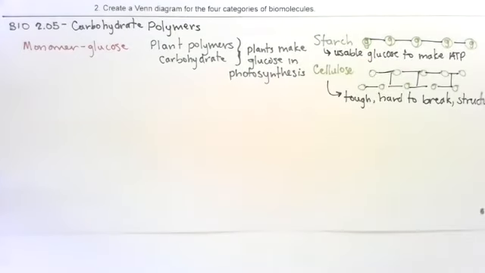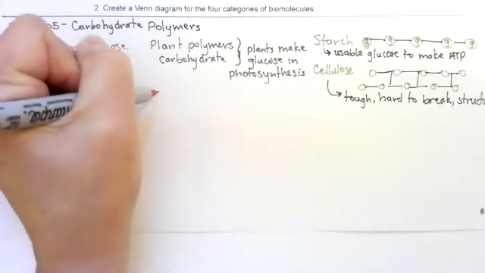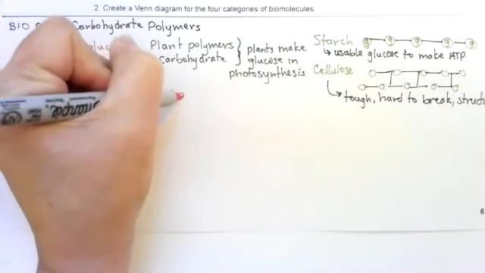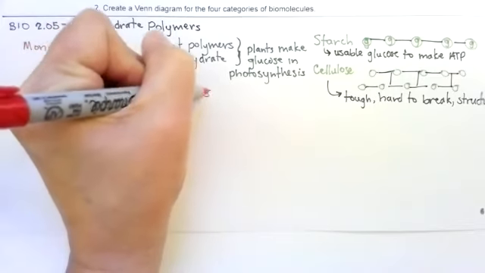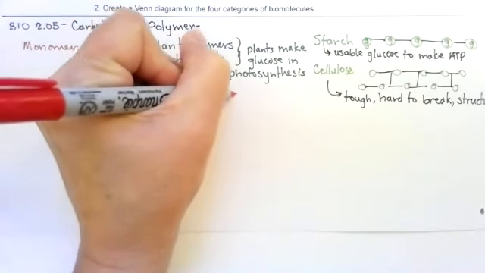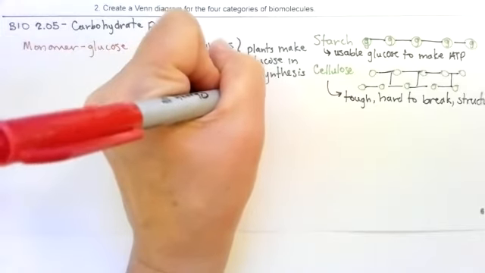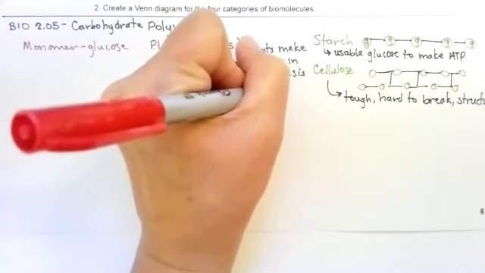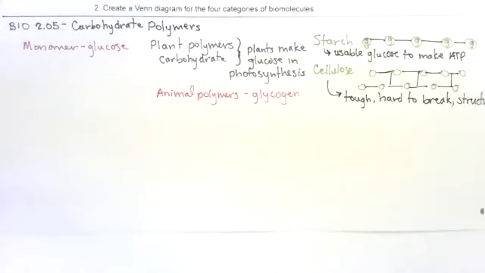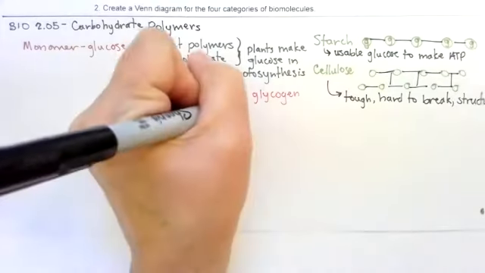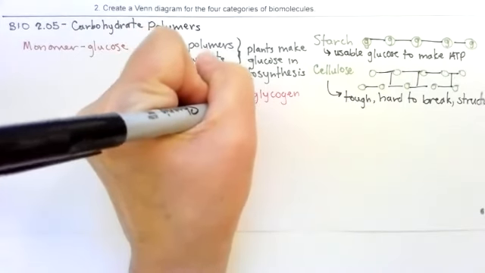Well, that's in plants. Let's talk a little bit about animals. In animals, the polymers of carbohydrate, we only have one, and it's called glycogen. Glycogen, glycogen. And your particular stores of glycogen, or your dogs, or your cats, or a frog's, are in the liver. So this is stored in the liver.